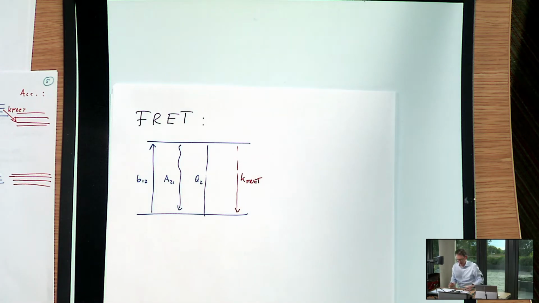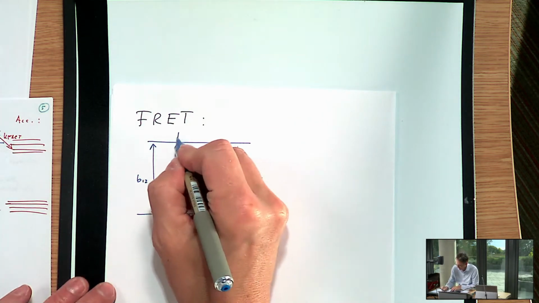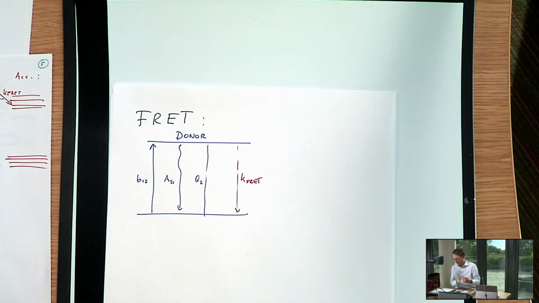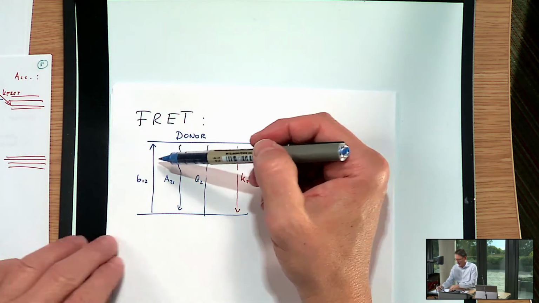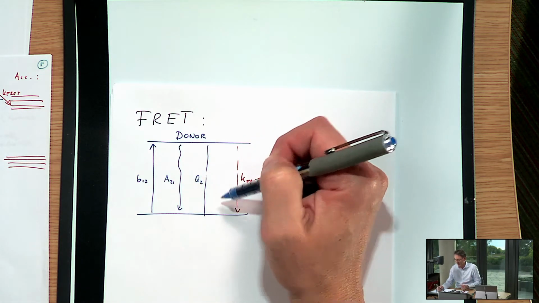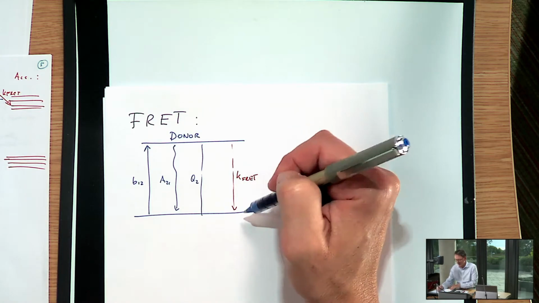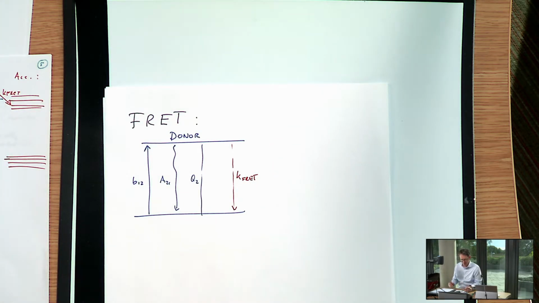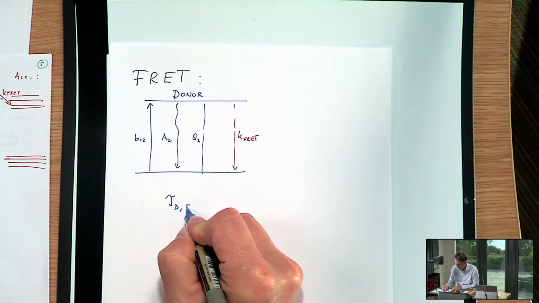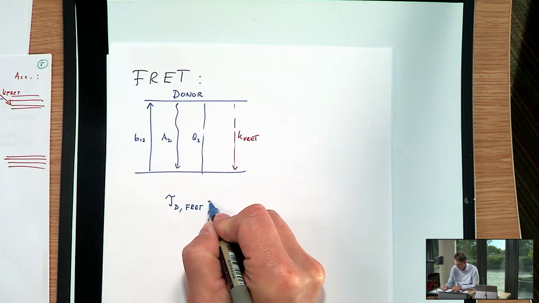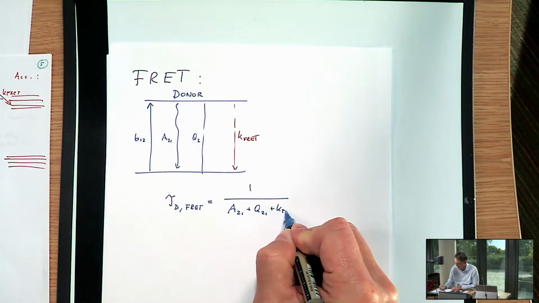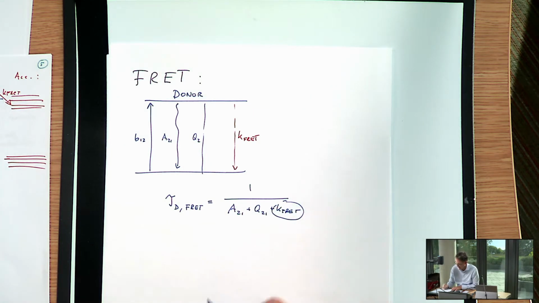So this here is the donor molecule. The donor molecule, the donor fluorophore that's attached to the protein I'm interested in, if it's on its own, it will just emit light in the usual way and have a certain lifetime. But if another molecule is nearby, there can be another loss mechanism. And so the lifetime of the donor, tau D in the presence of FRET, is equal to 1 over A21 plus Q21 plus k FRET. So there's this extra term in there now.